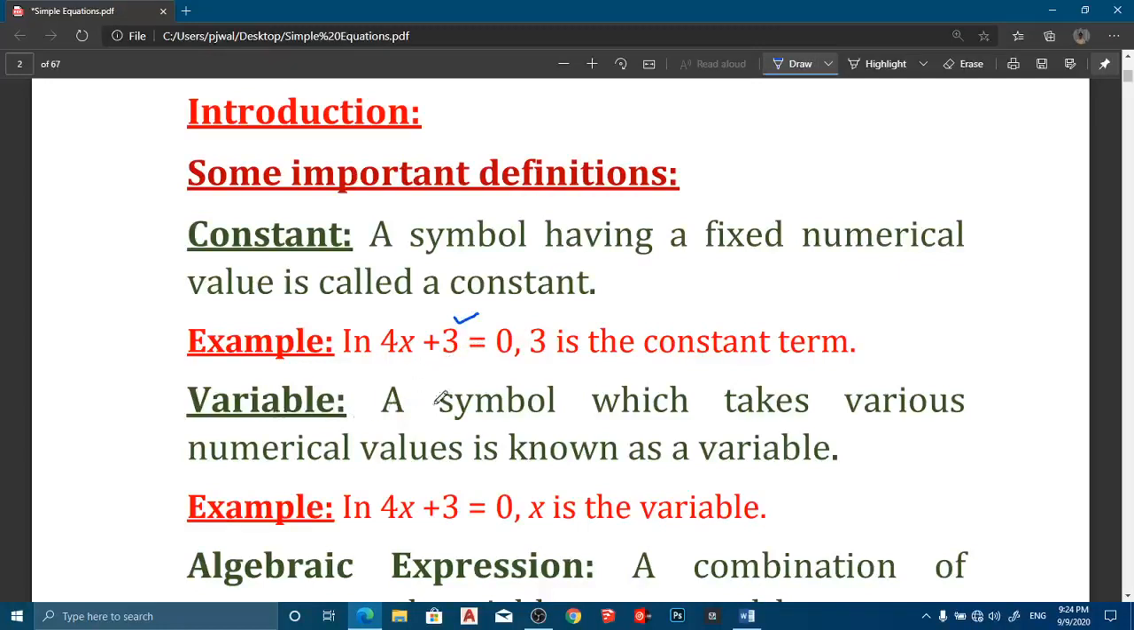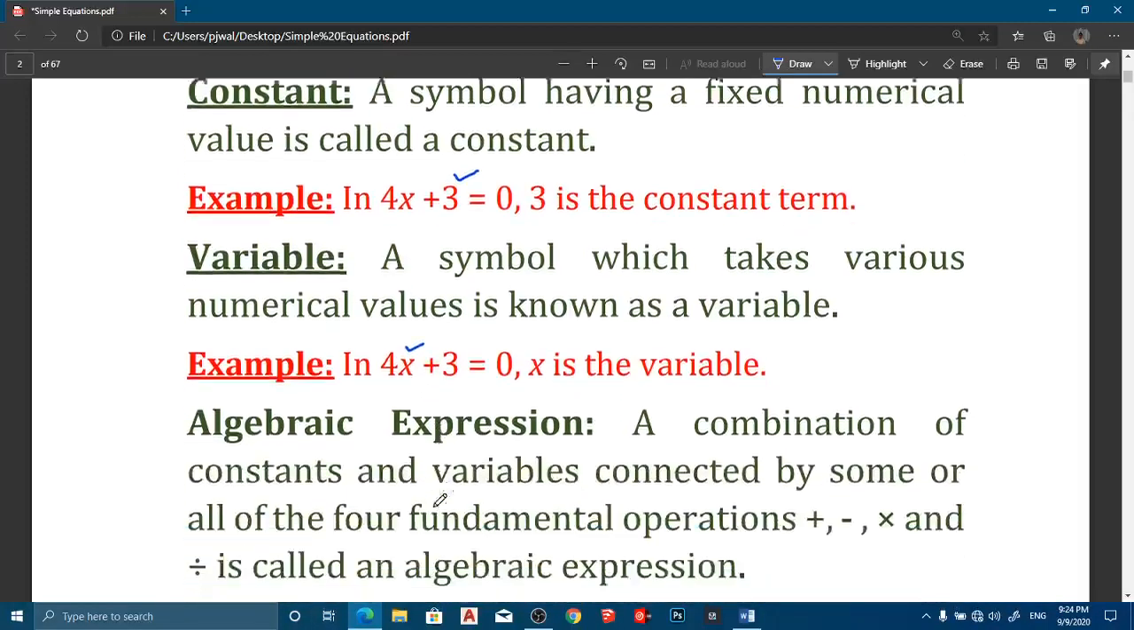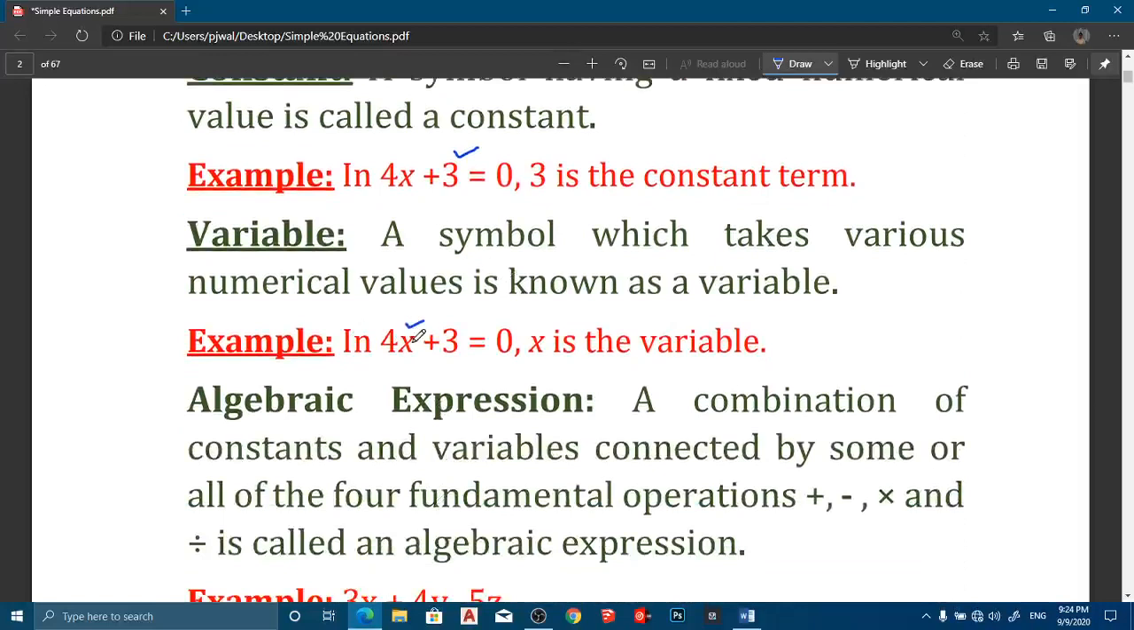So next, variable. A symbol which takes various numerical values is known as a variable. You see here 4x plus 3 is equal to 0. Here we can substitute any value in place of x. Various numerical values you can substitute here. So these symbols are called literal coefficients, or also called variables. Literal coefficients are also called as variables. Next, algebraic expression.